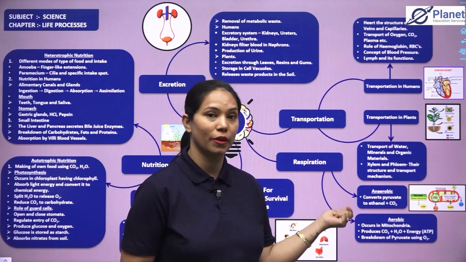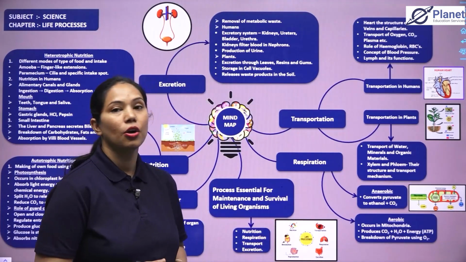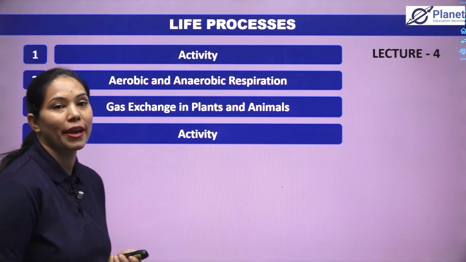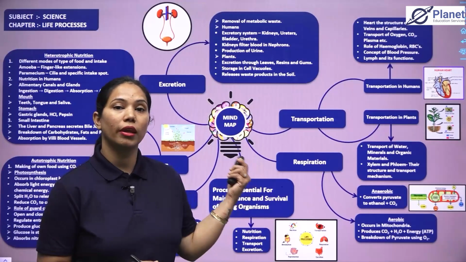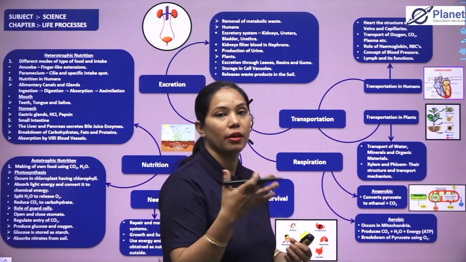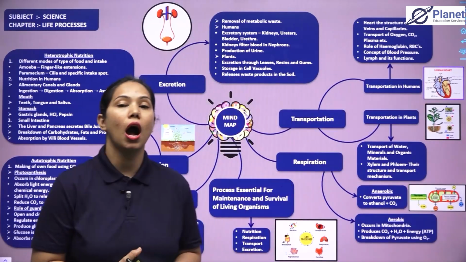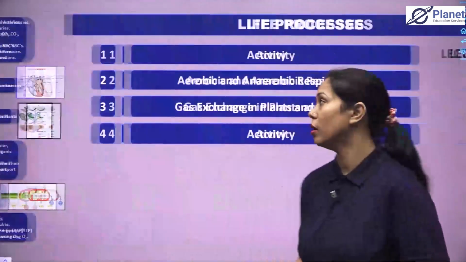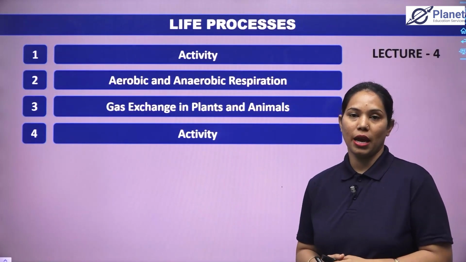In today's lecture of life processes, one of the important life processes we're going to discuss is respiration and its types, that is aerobic respiration and anaerobic respiration. We'll also discuss one activity, how gas exchange occurs in plants and animals. In plants it is done with the help of stomata, in animals with the help of the nose, and gas exchange basically occurs in the alveoli of the lungs in human beings. We'll talk about how it occurs and the complete process in a detailed manner. So let's begin this session with aerobic and anaerobic respiration and activities.